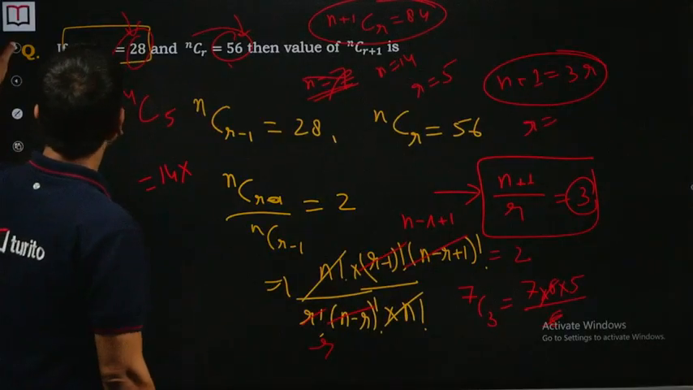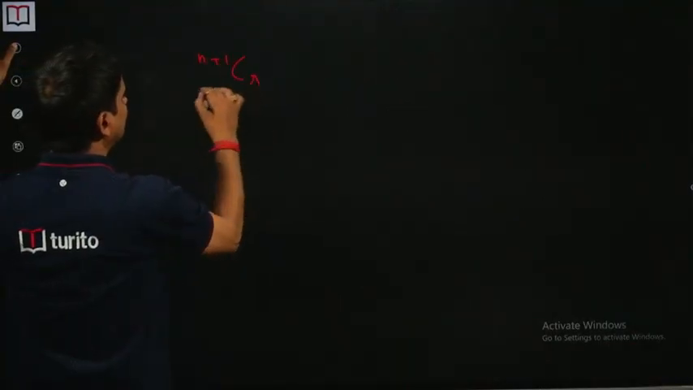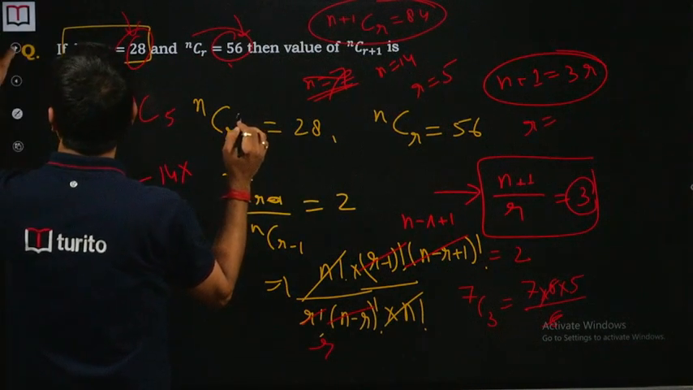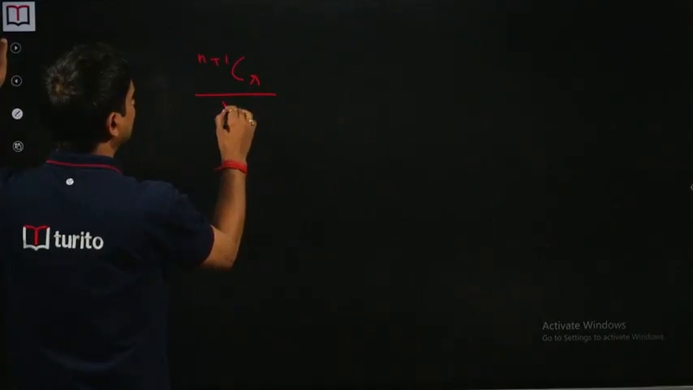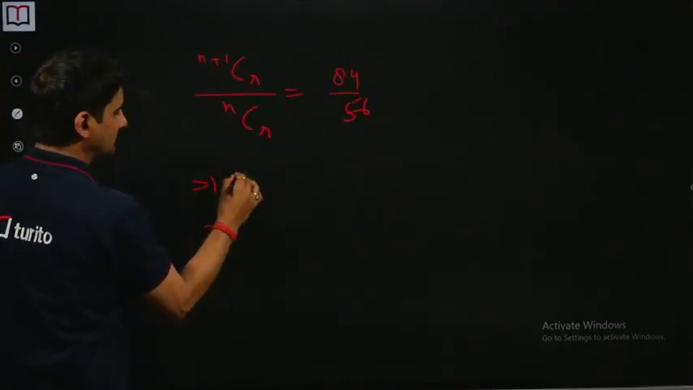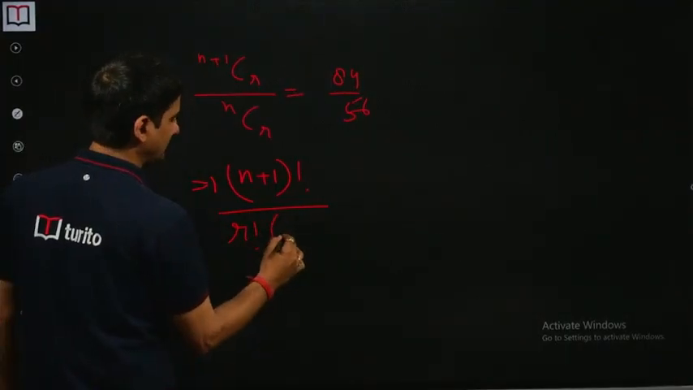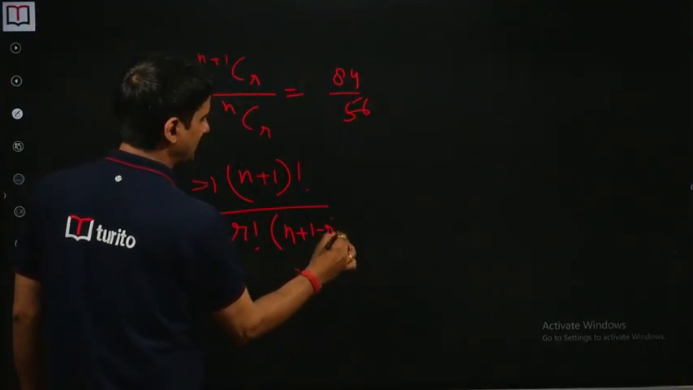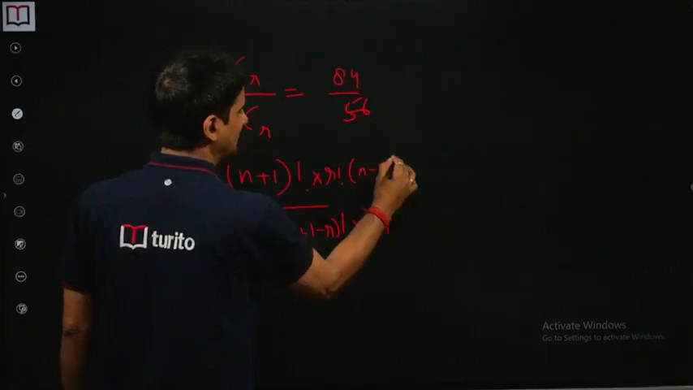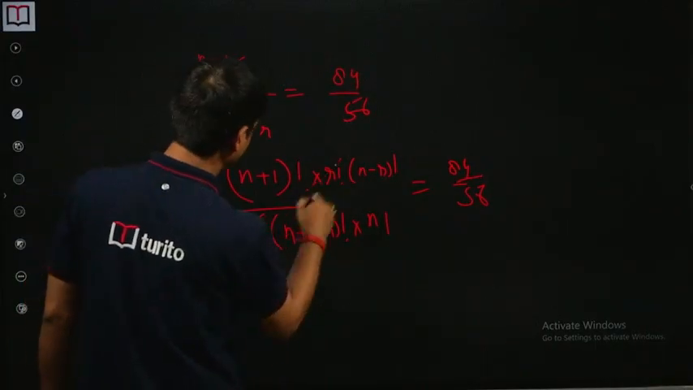Okay, wait. Let me try one more thing. If I write this n plus 1 C r by nCr, so it's 84 by 56. Let's see, do we get anything reasonable? r factorial into (n plus 1 minus r) factorial over n factorial into r factorial into (n minus r) factorial, 84 by 56. Let's see if we get two equations to a known type of thing, and if it works.